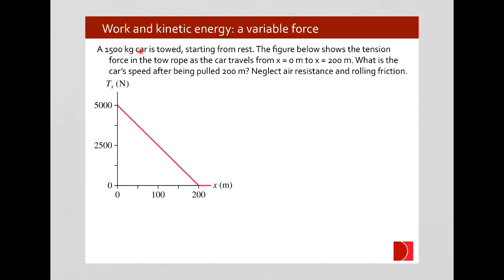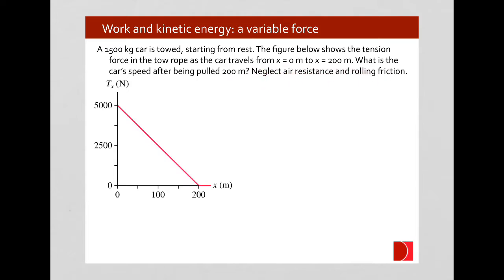A 1,500 kilogram car is towed, starting from rest. The figure below shows the tension force in the tow rope as the car travels from x equals 0 meters to x equals 200 meters. What is the car's speed after being pulled 200 meters? Neglect air resistance and rolling friction.